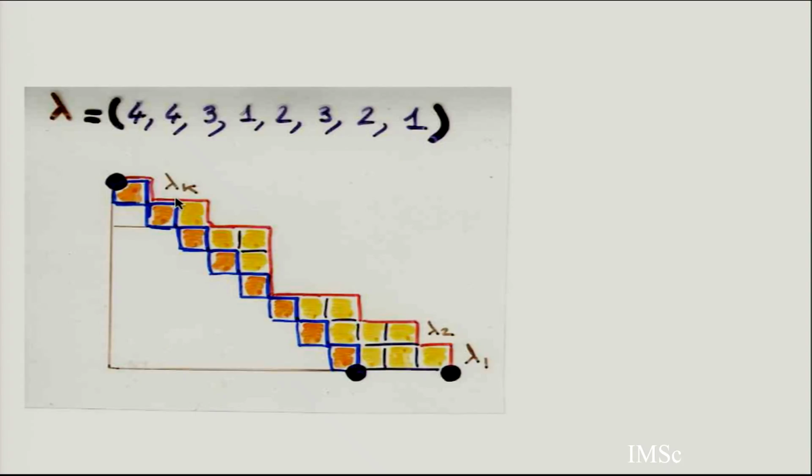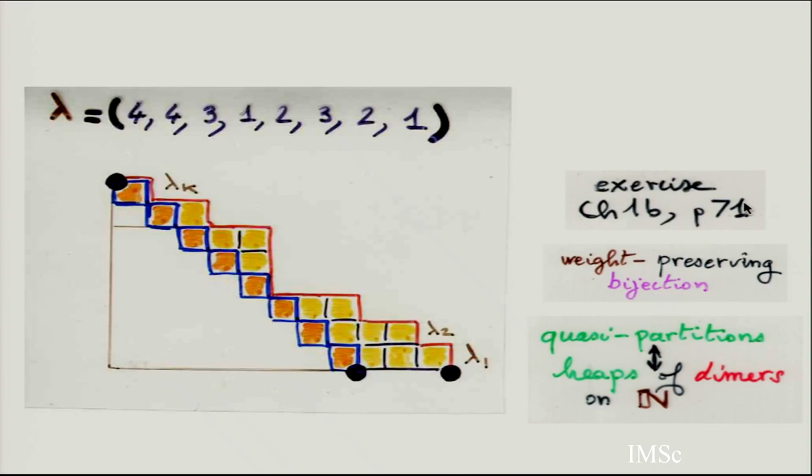And this is a visual diagram, the Schur-Ferrers diagram, which is a visualization of this quasi-partition. You see here you have 4, 3, 1, and when it's increasing by 1 it means you are going vertically. You see, it's 2, 1, 2, 3. And then there was an exercise in chapter 1b, page 71: find a weight preserving bijection between quasi-partitions and heaps of diamonds.